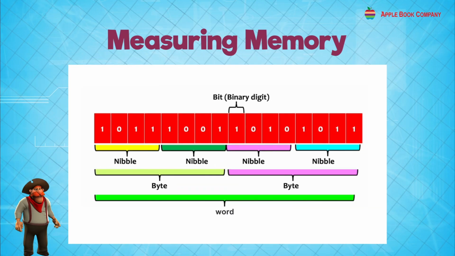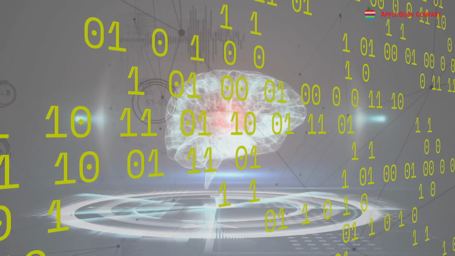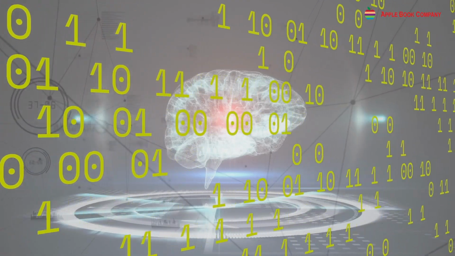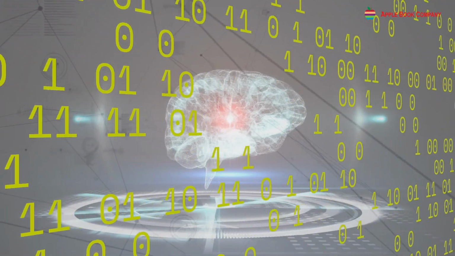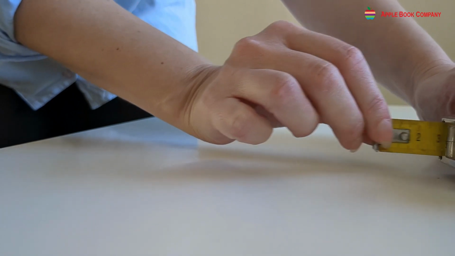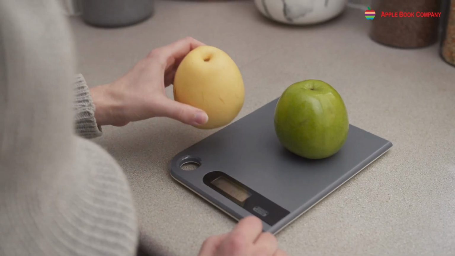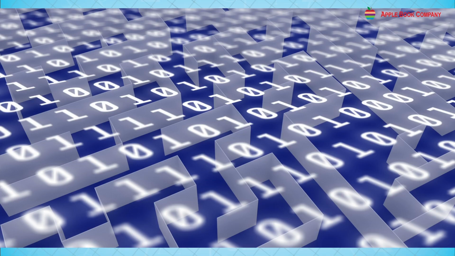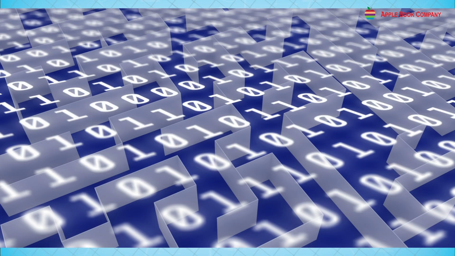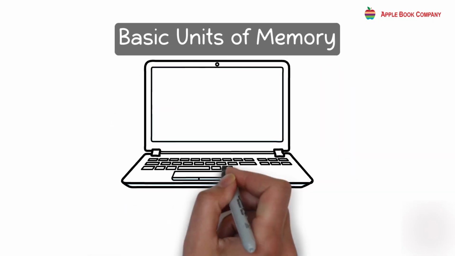Measuring memory. Memory in a computer is measured in units that tell us how much data can be stored. Just like we use meters to measure length and kilograms to measure weight, we use bytes and other units to measure memory. Basic units of memory.